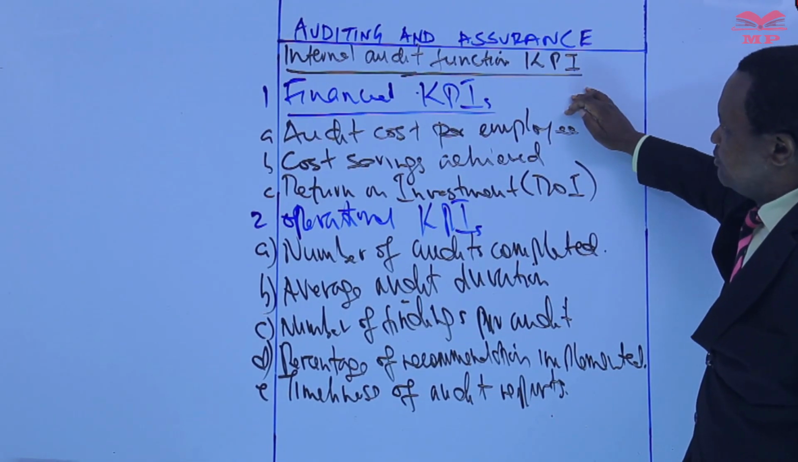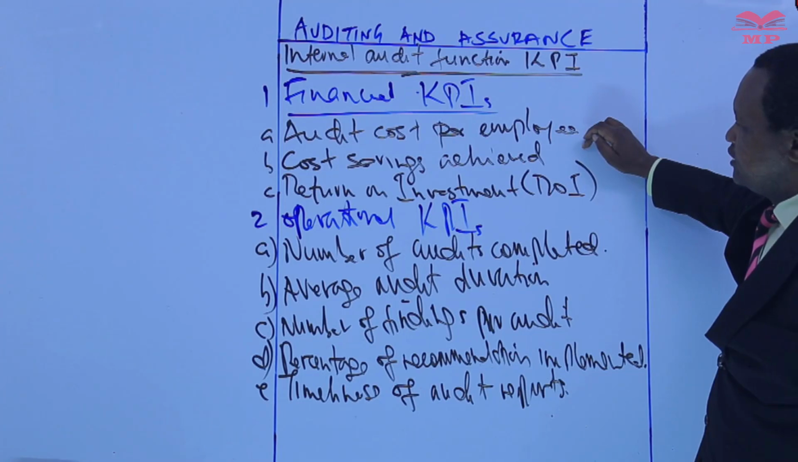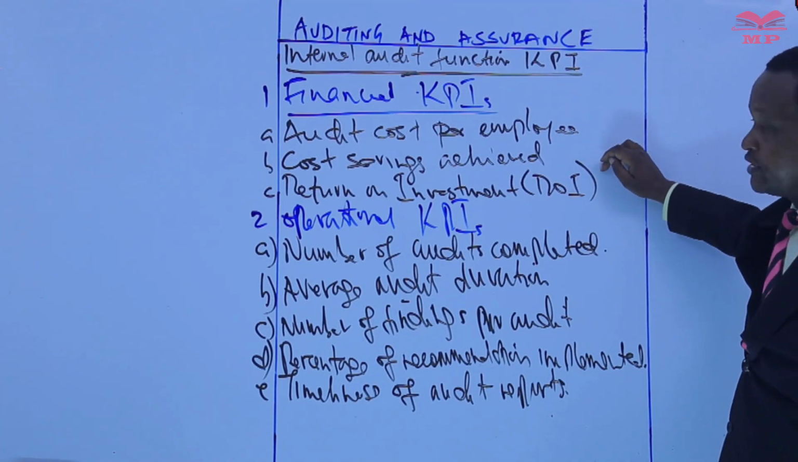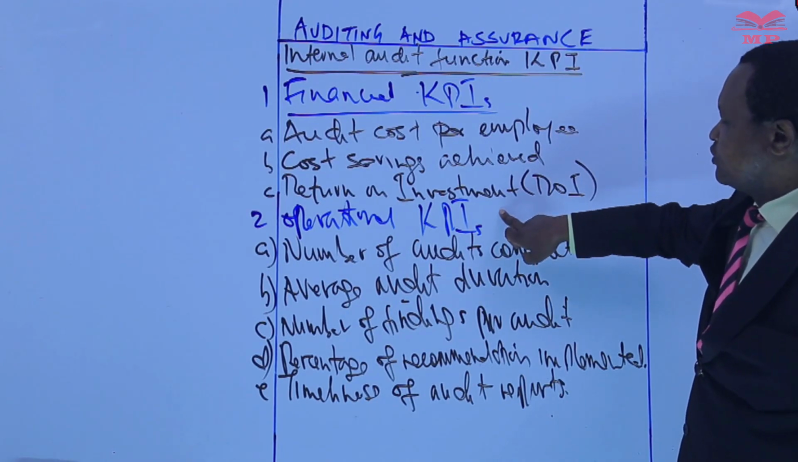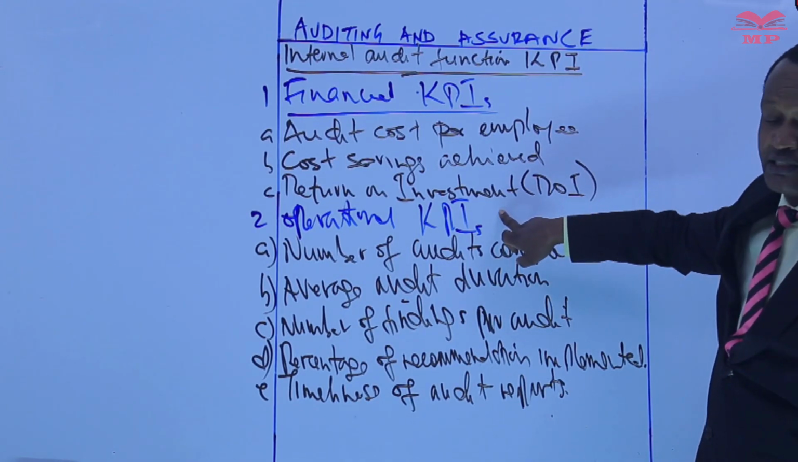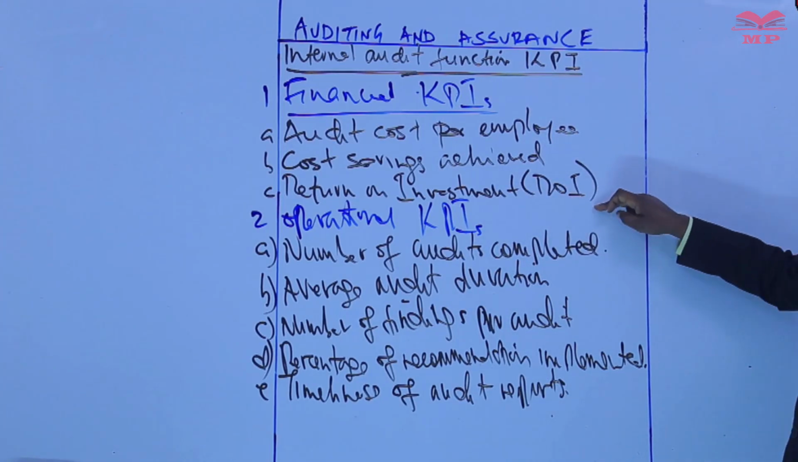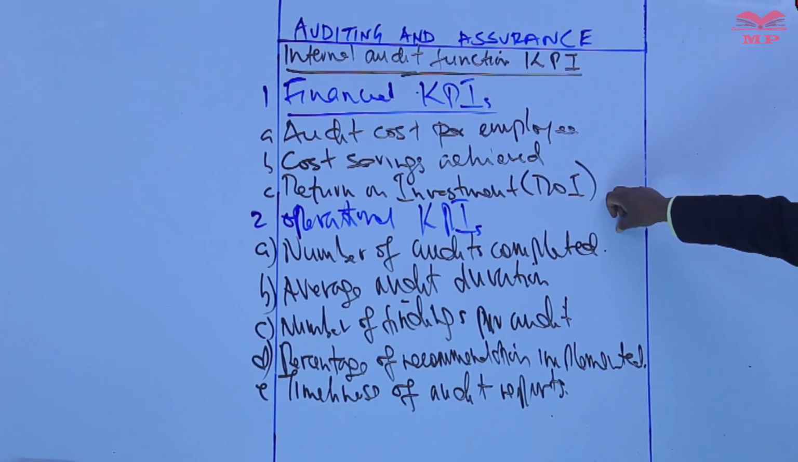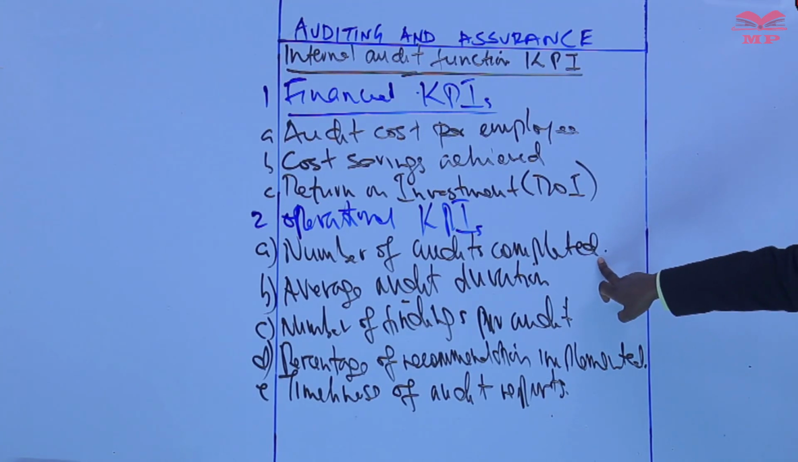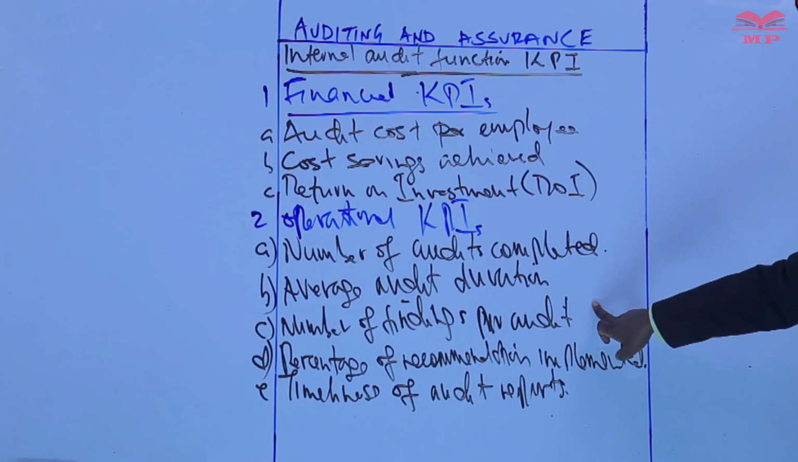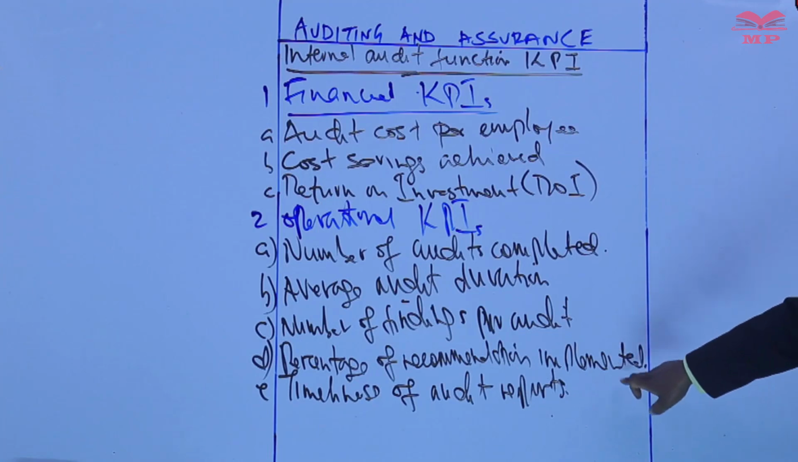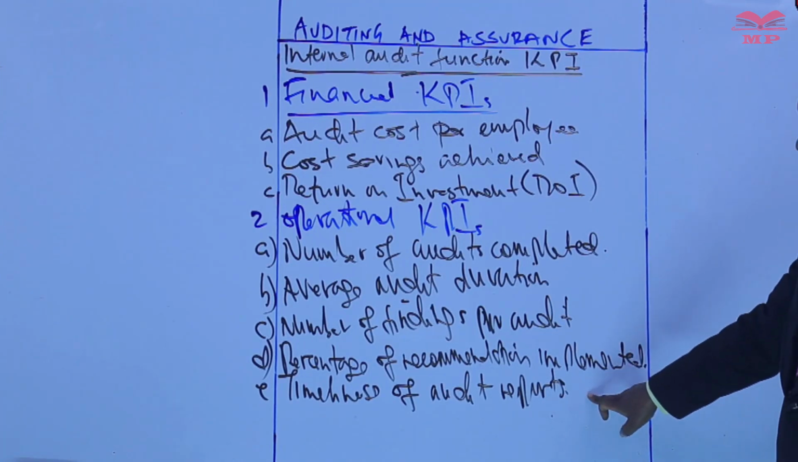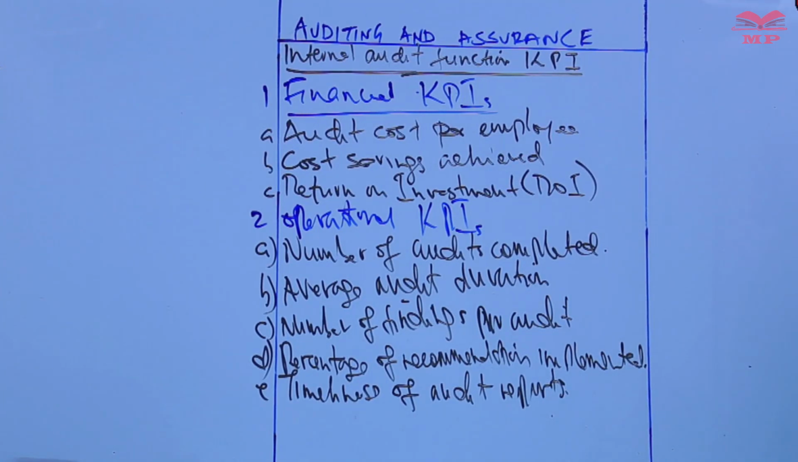Audit cost per employee, cost savings achieved, return on investment. The second category is the operational key performance indicators. One is the number of audits completed. Number two is the average audit duration. Number three is the number of findings per audit. Number four, percentage of recommendations implemented. Number five is timeliness of audit reports.